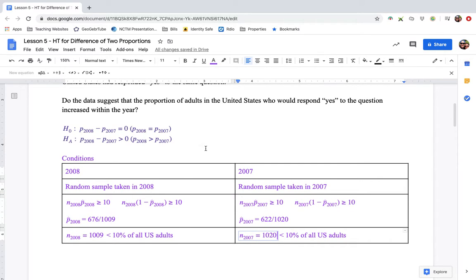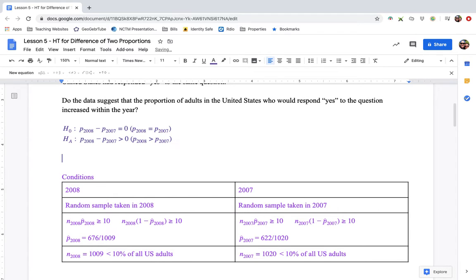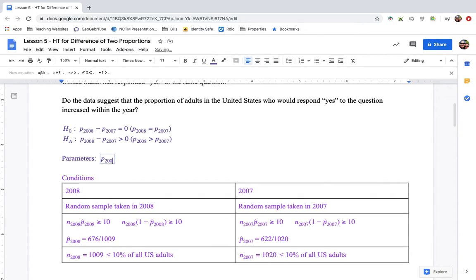So this part right here is all part of a good setup for a hypothesis test for the difference of two proportions. I'm going to add one piece up here that I did not add at the beginning, just so we can understand what was going on. You must define what p sub 2008 and p sub 2007 actually represent. These are your parameters, and you must define them. P 2008, without the hat, is referring to the population. This is the population parameter, whereas the hat is your sample statistic.